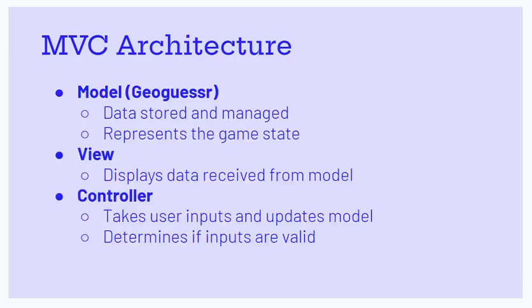How do we design our game? We used the MVC architecture. Our model, or GeoGuessr class, stored and managed data in order to update our game state. Our view class displayed the data received from the model, and our controller class took user inputs and updated the model state based on this. It also determined if these inputs were valid.